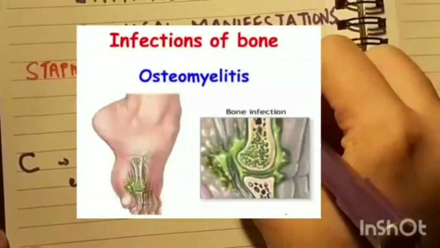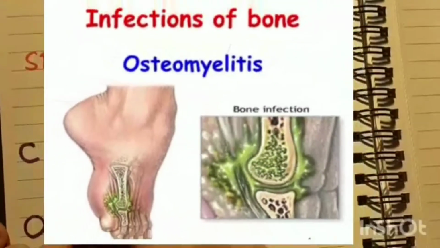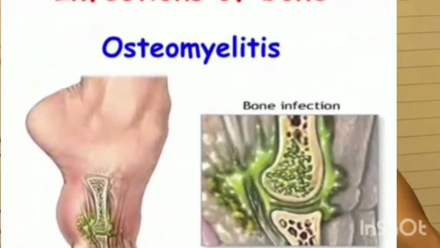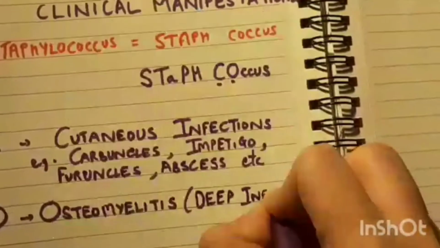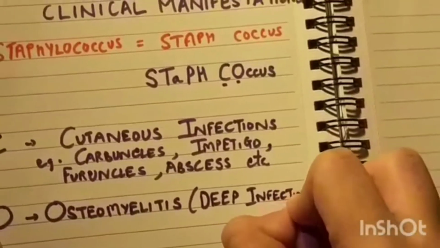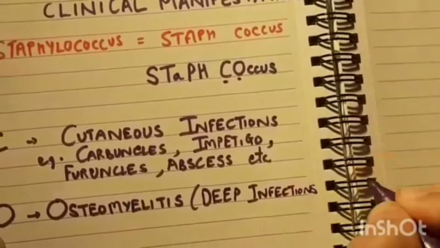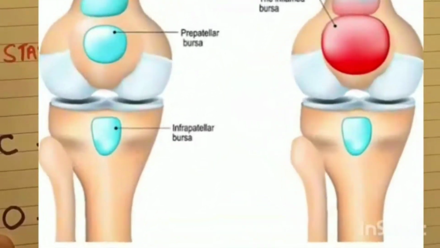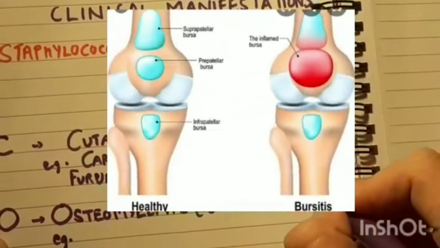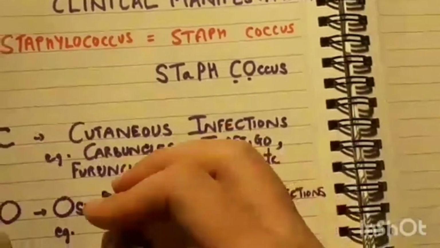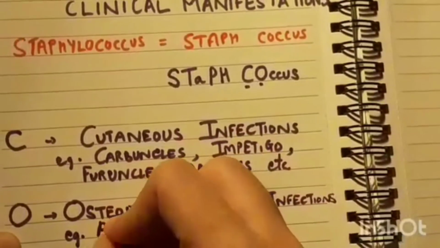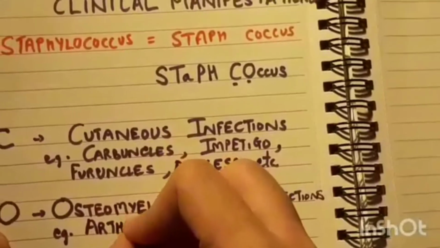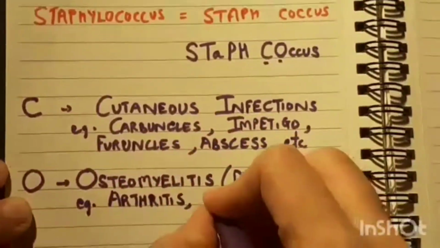Now let's take second word, osteomyelitis, is from O. Now there are a few other deep infections also, like in musculoskeletal we got arthritis, bursitis. Then we got respiratory, we got tonsillitis, pharyngitis, sinusitis. Then in CNS also we got meningitis, abscess.